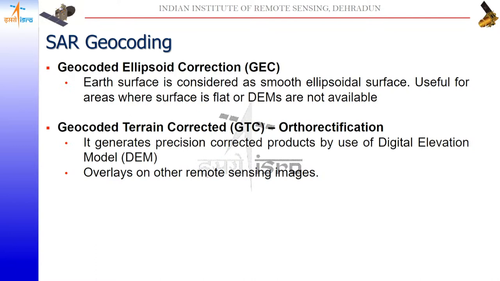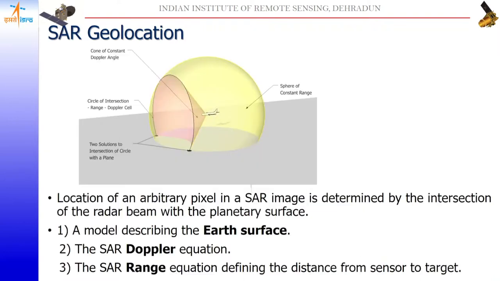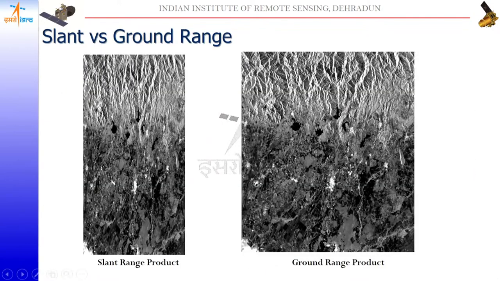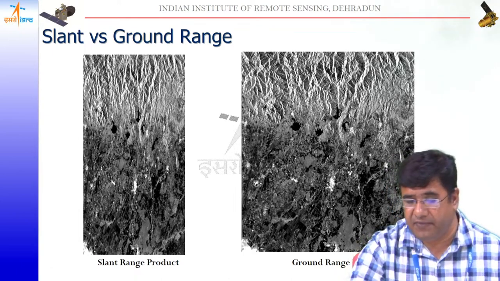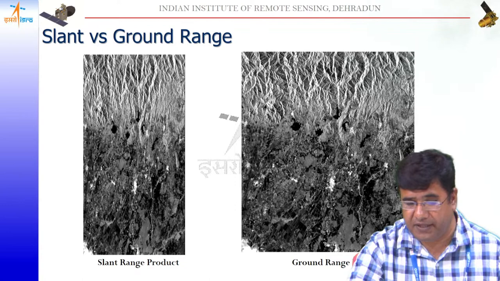So what are the two types of correction? We can do the geocoded ellipsoid correction and the geocoded terrain correction. As I already told, this image is not in the map geometry. Lat-long wise it is not rotated, which means we cannot do any GIS application here. So for that we have to convert this image into the map geometry.